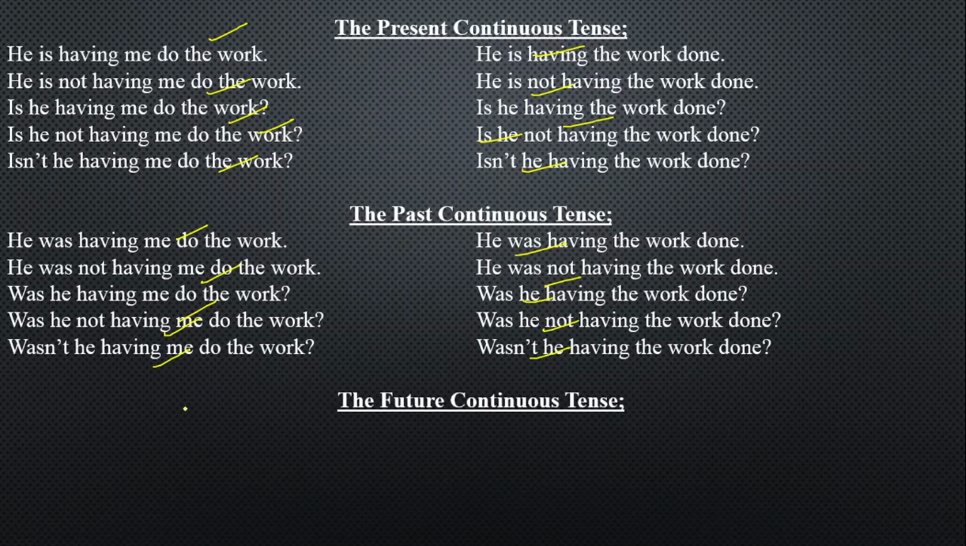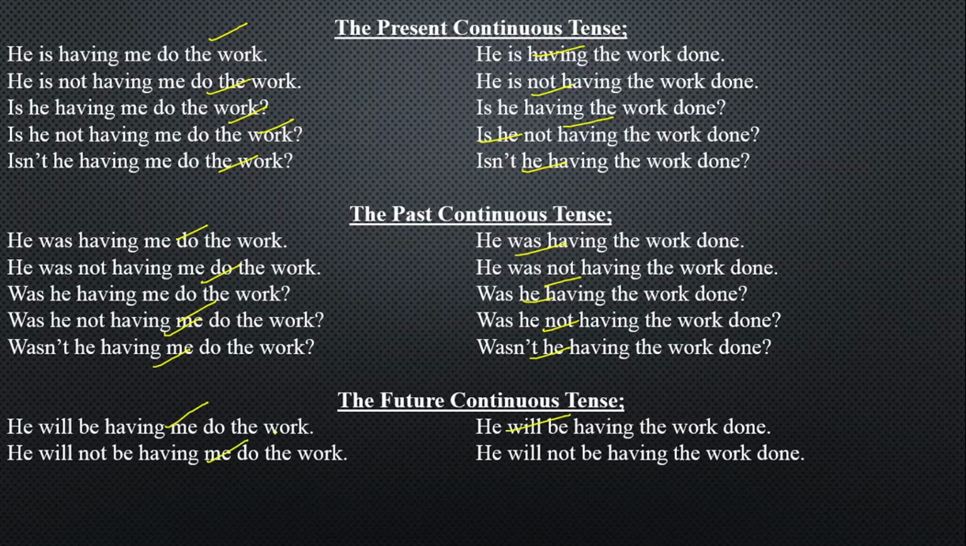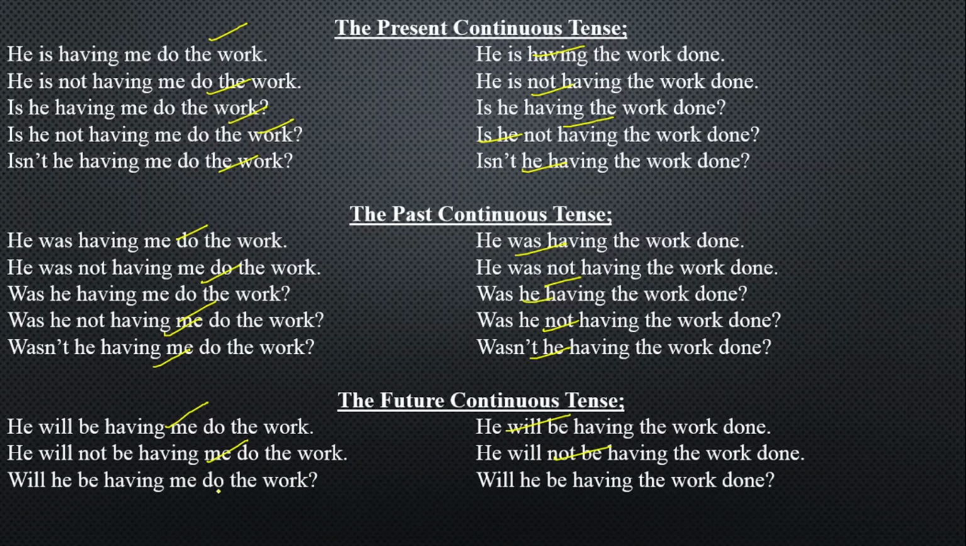The future continuous tense. He will be having me do the work. He will be having the work done. He will not be having me do the work. He will not be having the work done. Will he be having me do the work? Will he be having the work done? Will he not be having me do the work?